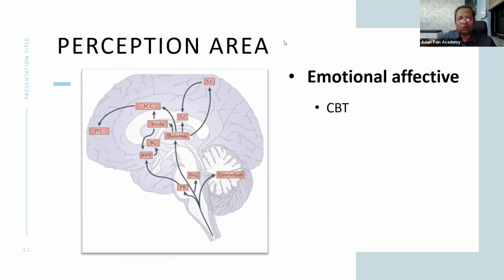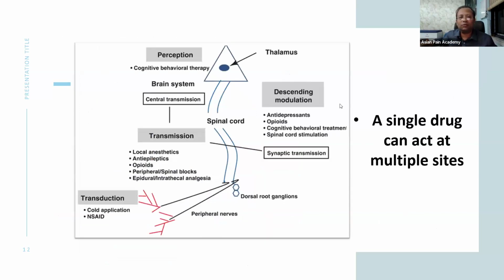Perception area: what can we do here? Here we have understood that these areas, prefrontal cortex and all, the sensory discriminative and the emotional affective, both together give the perception. There are things like CBT, cognitive behavioral therapy, which will take care of the emotional affective part so that the patient can handle the pain, and augmentation of pain will not occur. So this is what I was telling: multi-modal therapy.